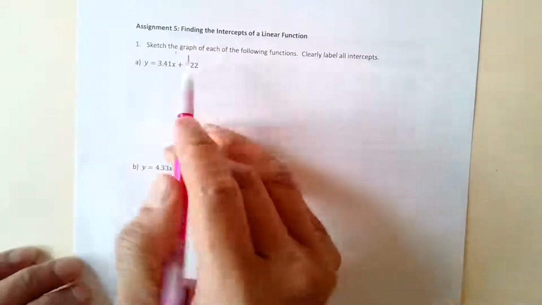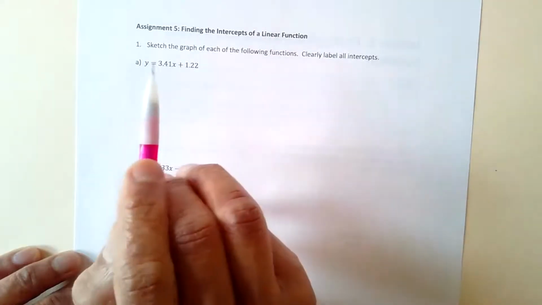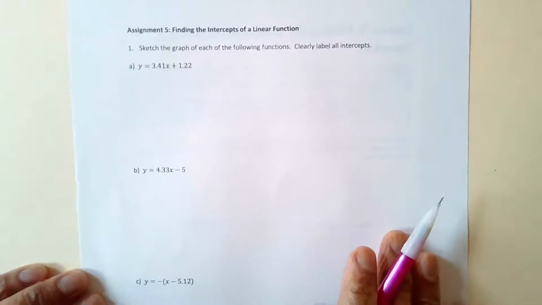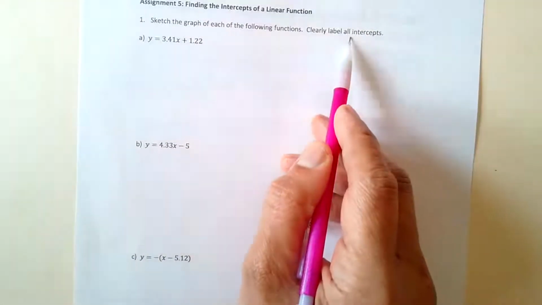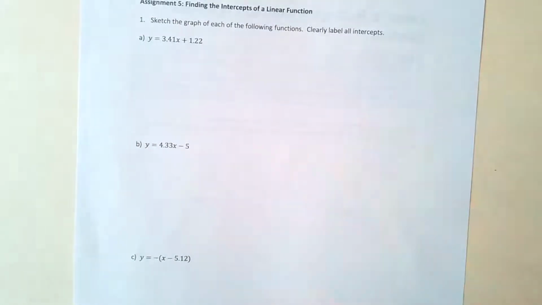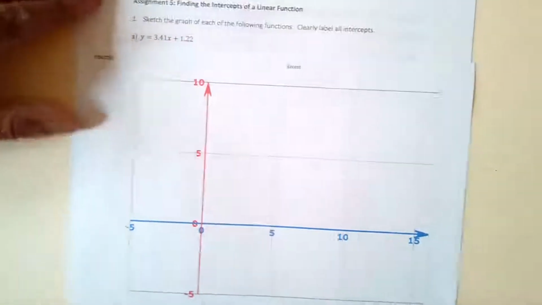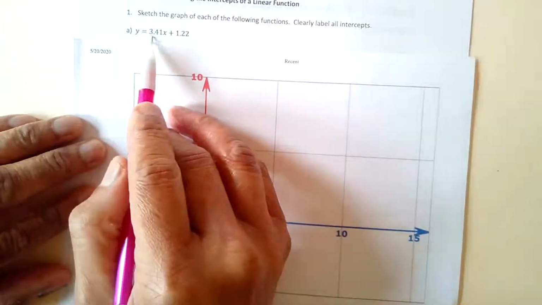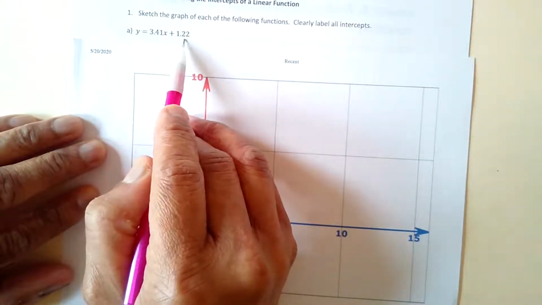This question asks us to sketch a graph of each of the following functions, clearly labeling all intercepts. Okay, you'll be sketching it, and you're asked to find the x and the y intercepts. Now, I'm going to use graph paper, but you don't have to. And the first one is y equals 3.41x plus 1.22.